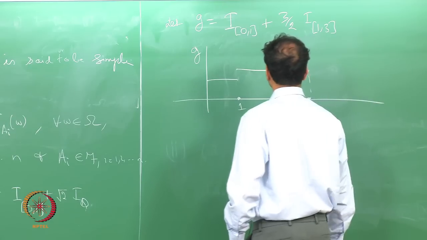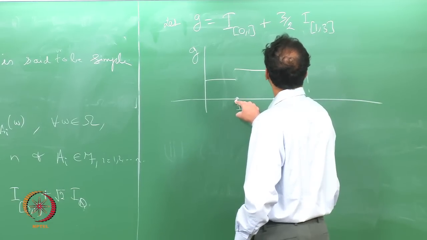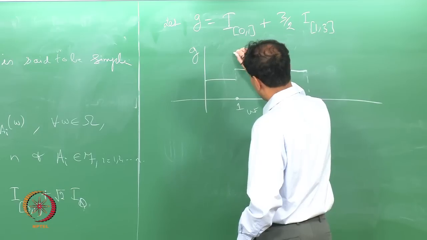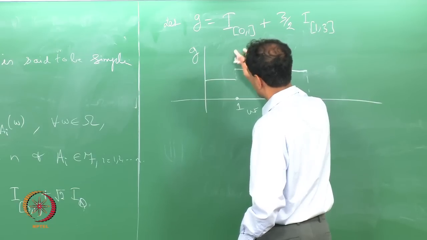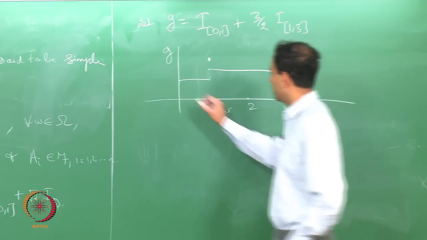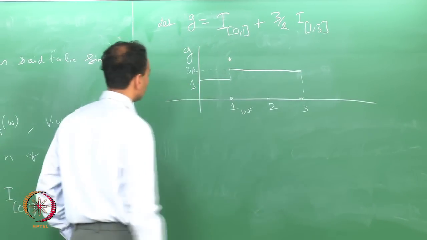And 0 everywhere else, right. Except at this point, what will happen? Because both are closed, I will have the value here sometime 5 over 2 or something, right? It does not matter. So, this is 1, that will be 3 by 2.